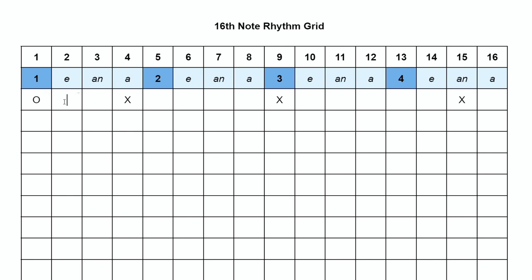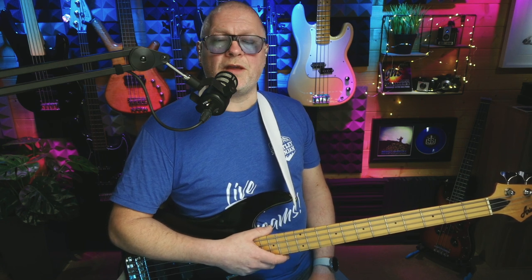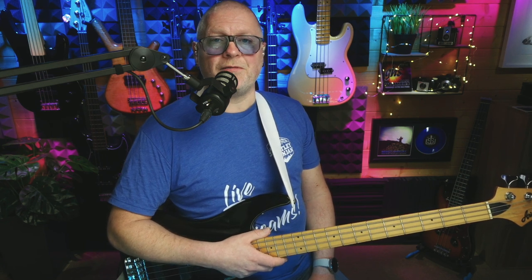Maybe an X now becomes a muted note. Maybe an A is an accented note, where you play it quite a bit louder. And maybe the spaces are no notes at all. And by using those ideas on top of what we've already talked about, you're going to be creating some incredibly funky sounding lines.